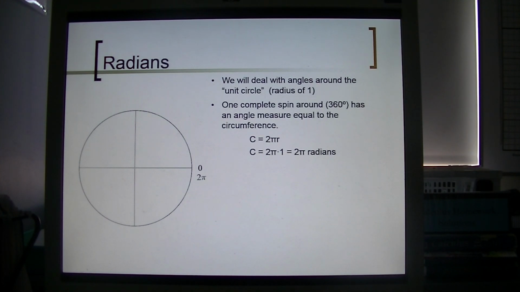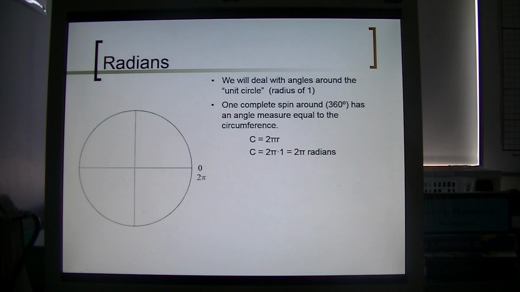Going all the way around the circle is 360 degrees. If we go all the way around, doesn't that mean we've traced out the entire circumference? What is the circumference of this circle? 2 pi times 1, 2 pi. Going all the way around, we are going to call 2 pi radians. We can figure out every other angle based on that.